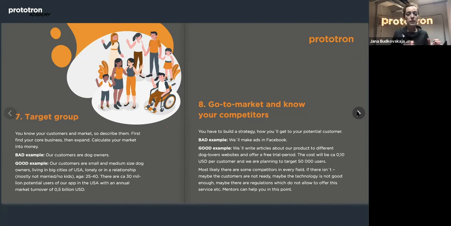Then when you have your target group, it's very easy to go with go-to-market and with competitors, because you know very specifically who is doing what. So for example, if in go-to-market you just write that you will do ads on Facebook, it's not enough. I mean, everybody already does ads on Facebook.